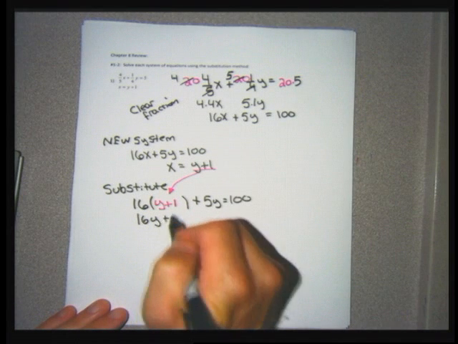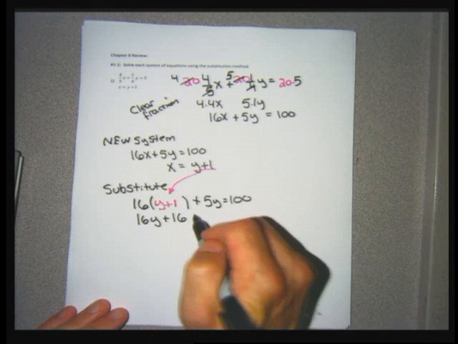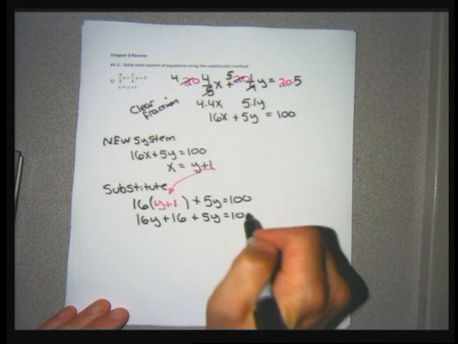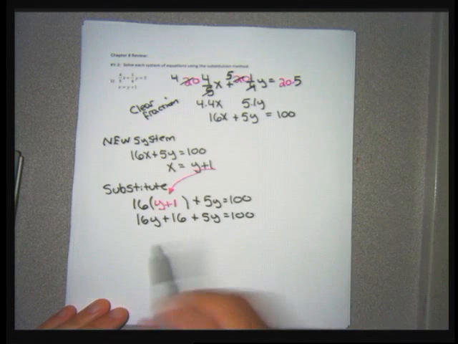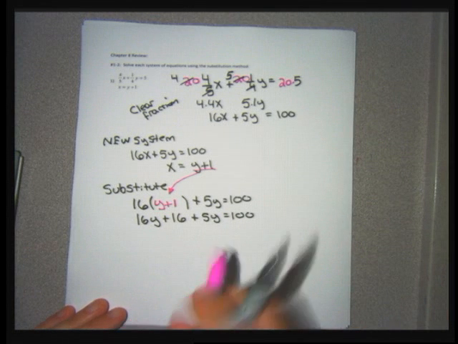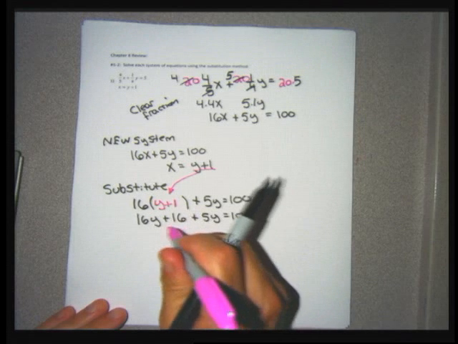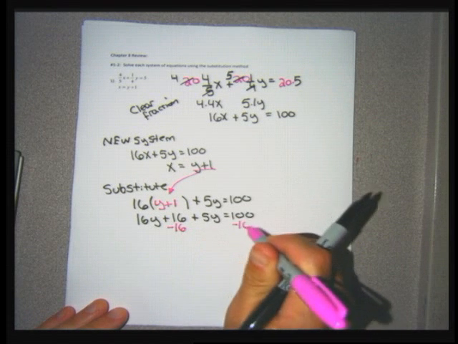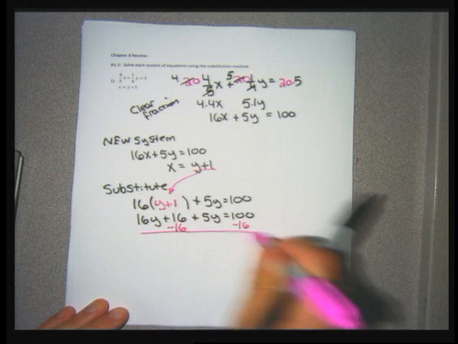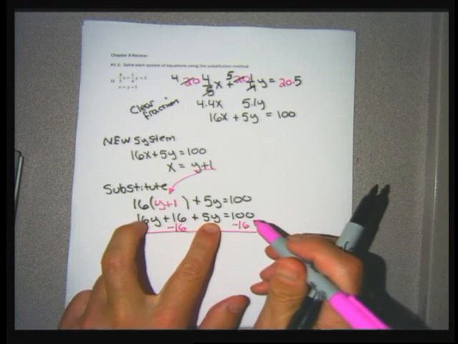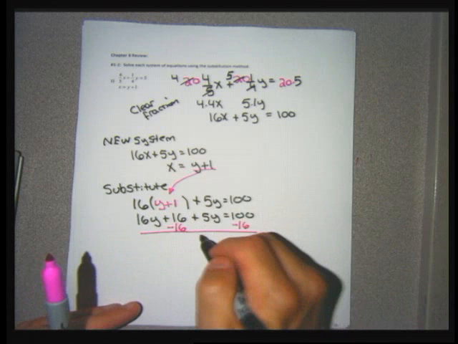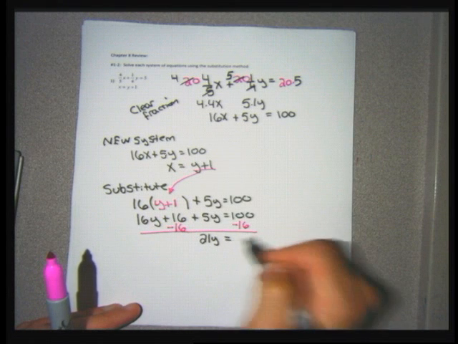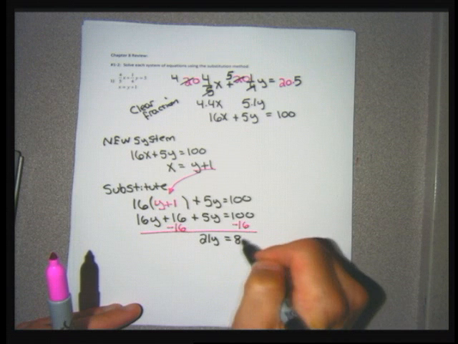It gives me 16y plus 16 plus 5y equals 100. On the left-hand side, I'm going to combine the 16y and 5y. I'm also going to subtract 16, so I'm going to do two things at once here just to save some space. On the left side, 16y plus 5y is 21y, and on the right side, 100 minus 16 is 84.